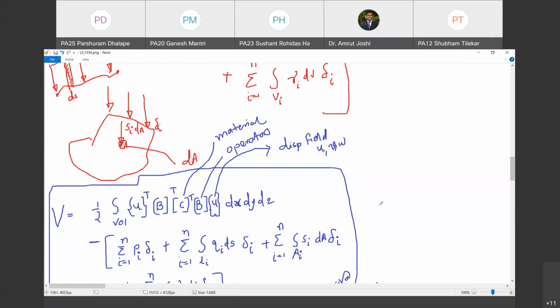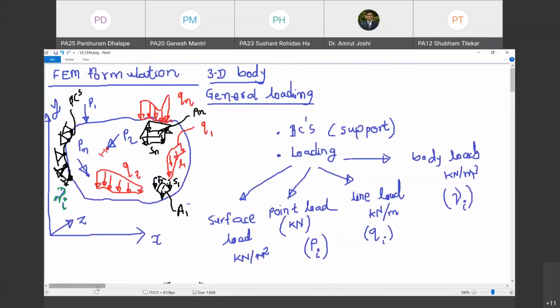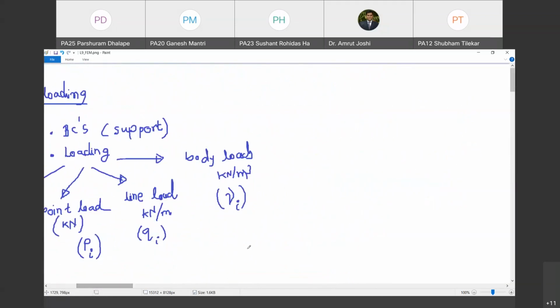Are you with me? Please type your response in the chat box, and then we are going to progress in this finite element formulation. Are you with me? Yes. So everyone is with me.